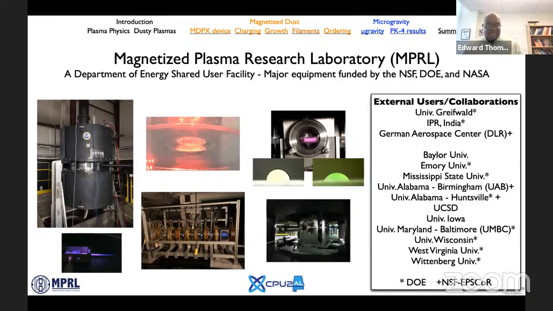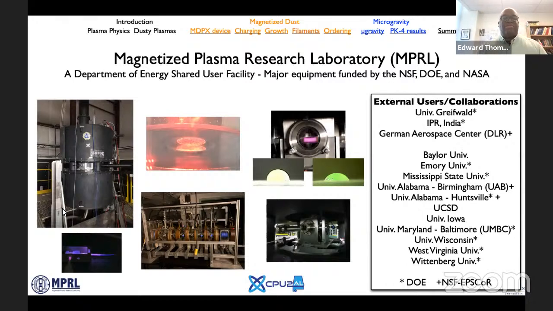This is a laboratory funded by the Department of Energy as what's called a shared user facility, but the equipment itself was actually funded by a combination of National Science Foundation, Department of Energy, and NASA funds. And the central facility that I'm going to be talking about, which is the Magnetized Dusty Plasma Experiment, is a facility that was funded through the NSF MRI program. And that is this large facility right here.